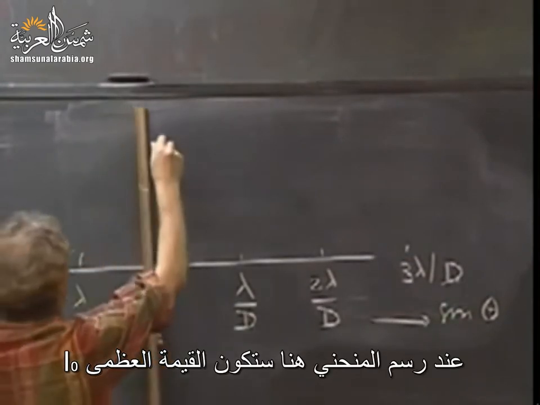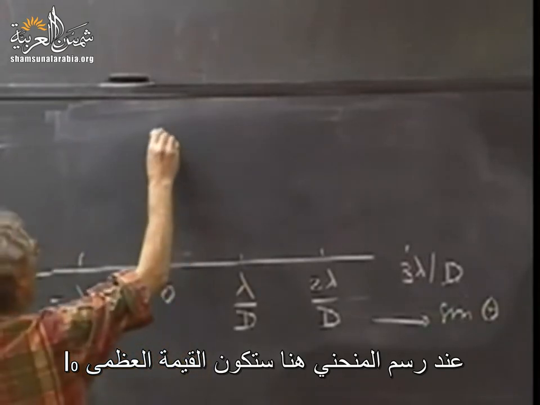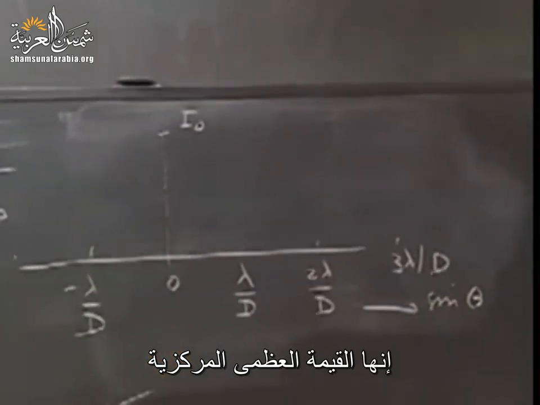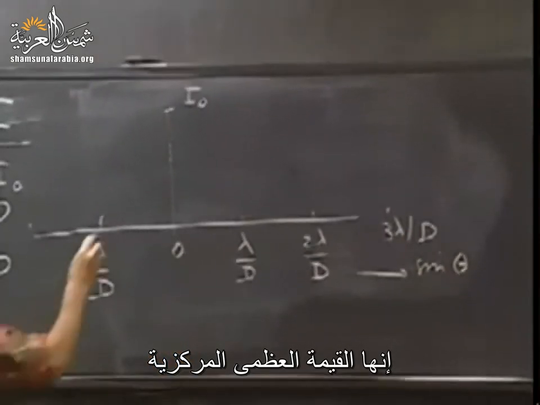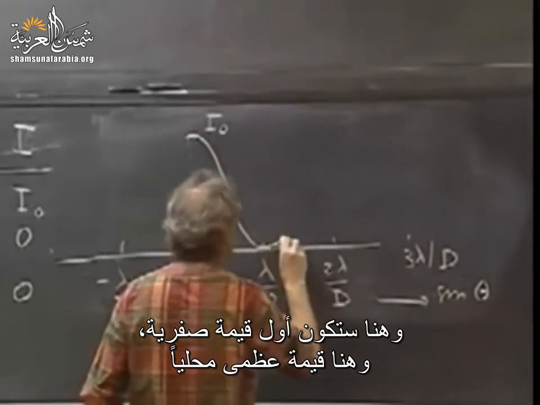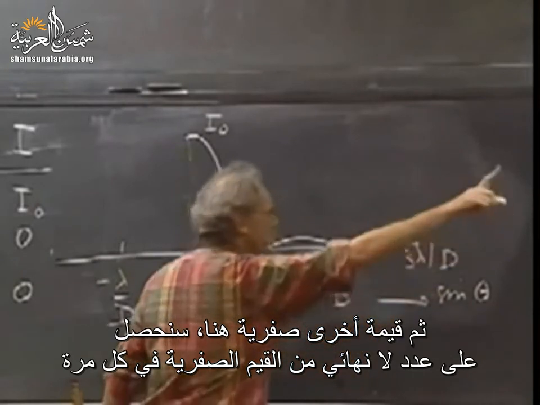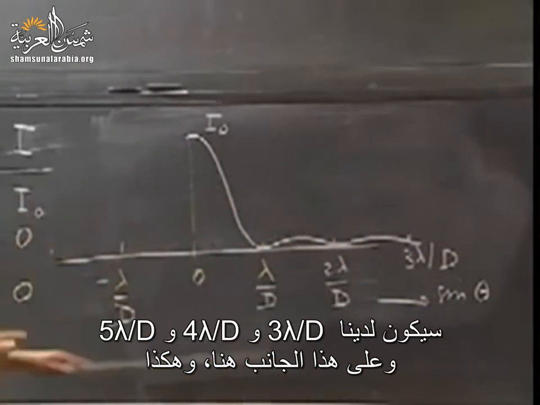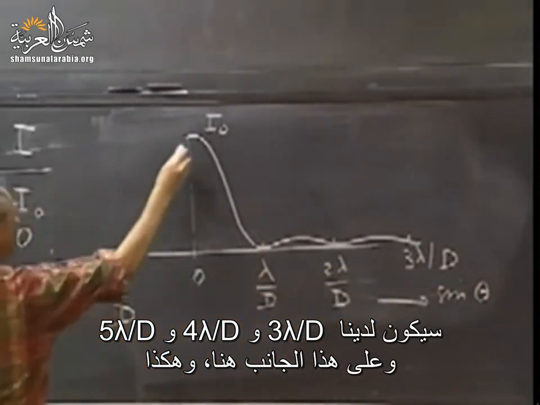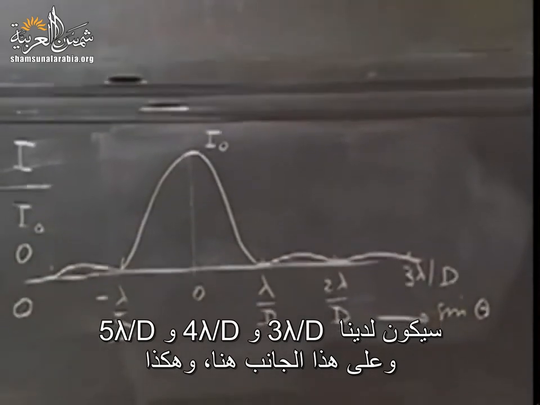And so now, the curve that you see, not so obvious, but when you plot it, you will see that. You get here this maximum, which we define to be I0, the central maximum. And then you'll get here your first 0. You get here some kind of a mini maximum. And then you get another 0 here. And you get an infinite number of zeros every time. You get 3 lambda over d, 4 lambda over d, 5 lambda over d. And on this side here, and so on.